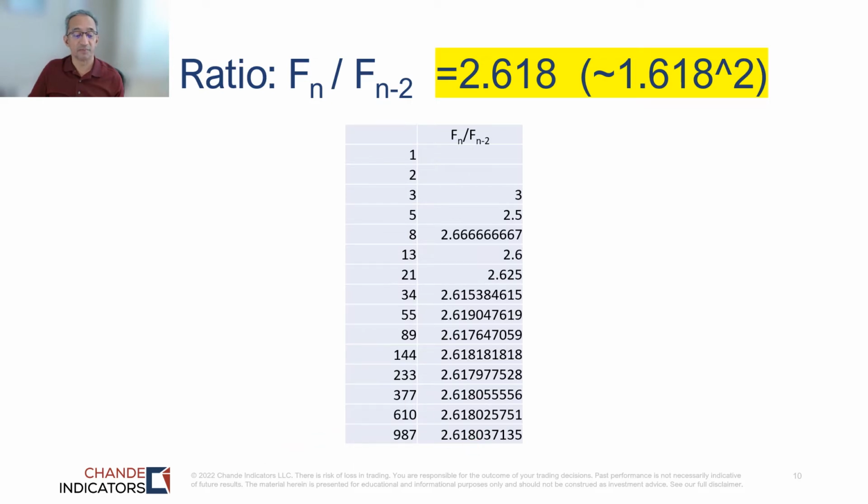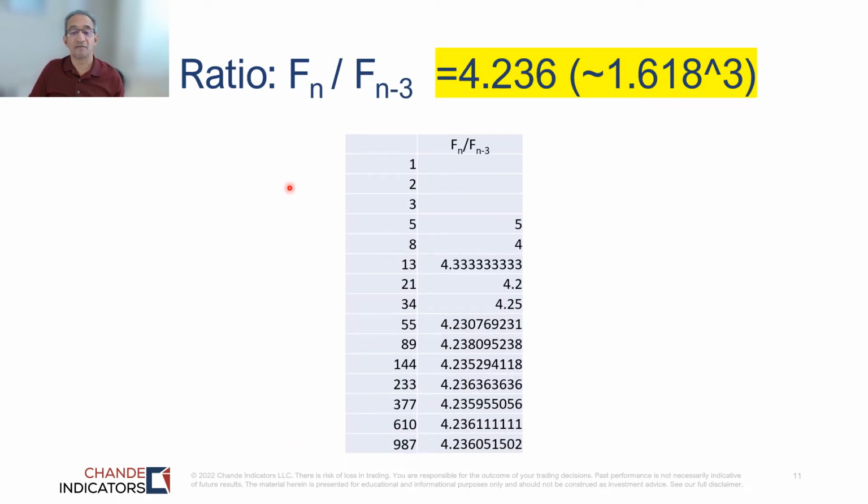ratio we'll use. And then finally, if you take Fn divided by Fn minus 3, that stabilizes at 4.236, which is the same thing as 1.618 cubed. So 5 divided by 1 is 5, and then 8 divided by 2 is 4, and so on till you get 4.23. So again, a unique and interesting ratio.